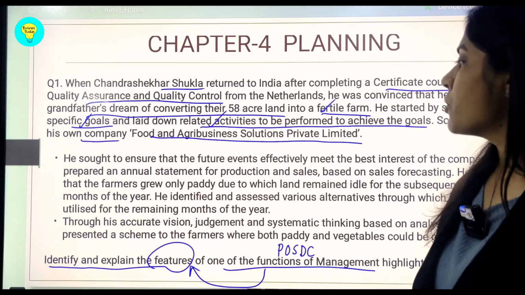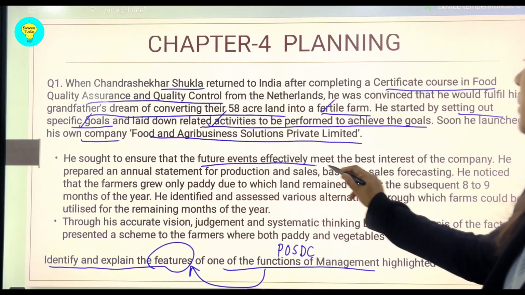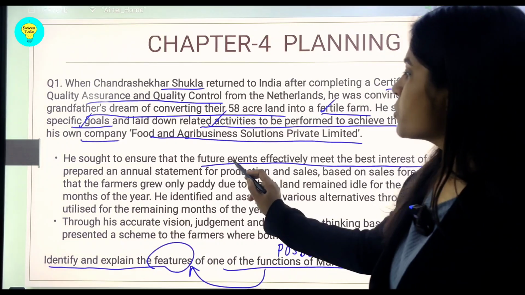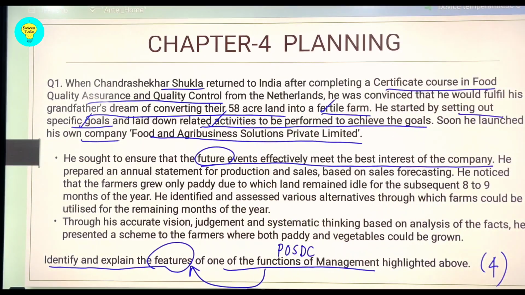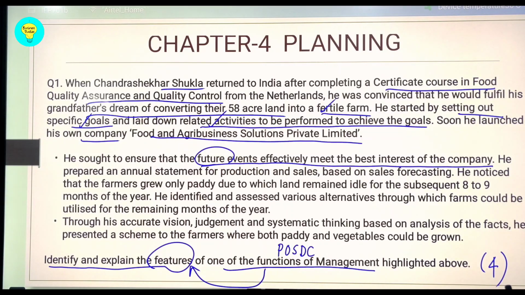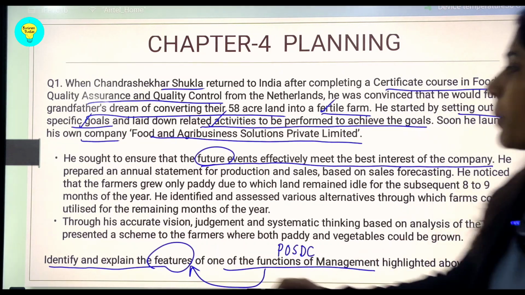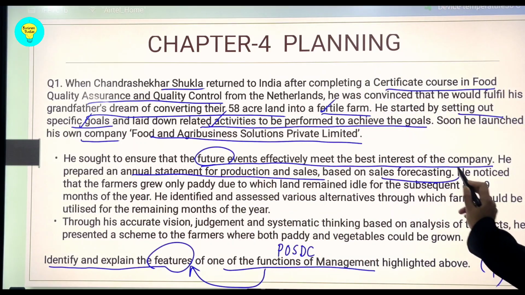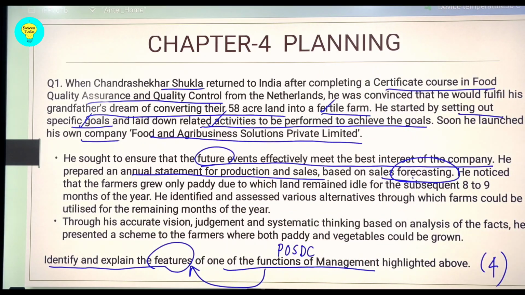He sought to ensure that the future events effectively meet the best interest of the company. And for this, so it's also talking about something in future. So all these things, students, are giving us a clear-cut indication that if you have read the features of this function properly, you can get an indication that it is talking about the concept of planning. He has prepared an annual statement for production and sales based on the sales forecasting, another important word coming here.